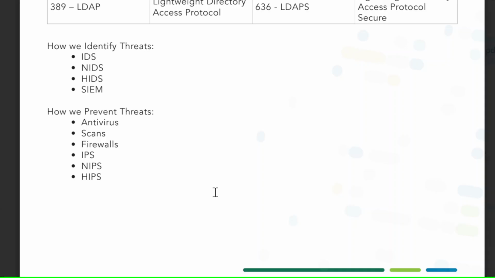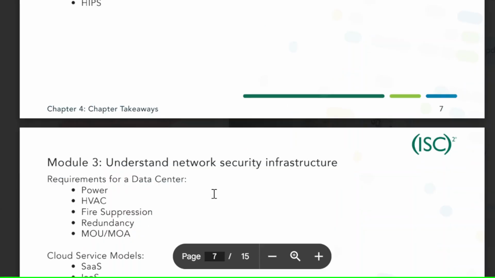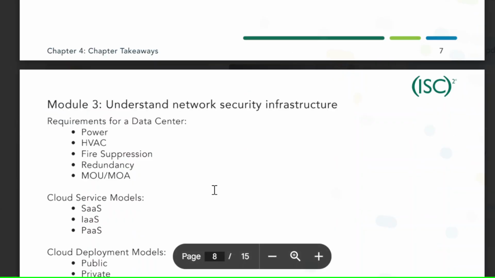And how to identify threats, we have IDS, Intrusion Detection Systems, then NIDS, Network Intrusion Detection Systems, and HIDS, Host-Based Intrusion Detection Systems, and SIEM, Security Information and Event Management tool. It's a log management tool. And how to prevent threats, we have antivirus tools, scans, and firewalls, IDS, IPS, NIPS, HIPS.